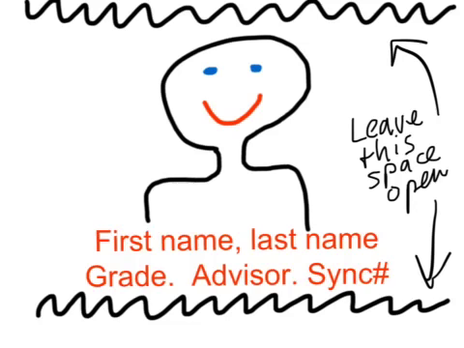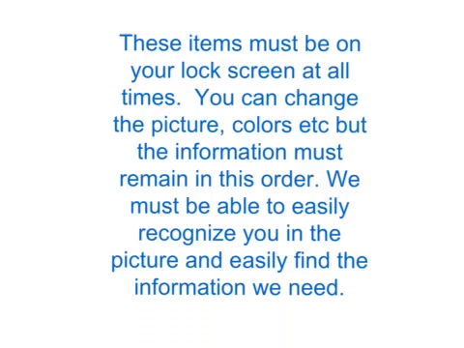Today you're going to create a custom lock screen image that has first name, last name, grade, advisor, and sync station number. Notice how we have to keep this space at the bottom and at the top free of text. These items must be on your lock screen at all times. You can change the picture, the colors, and other graphic stuff, but the information must always remain in this order. We must be able to easily recognize you in the picture and easily find the information we need.